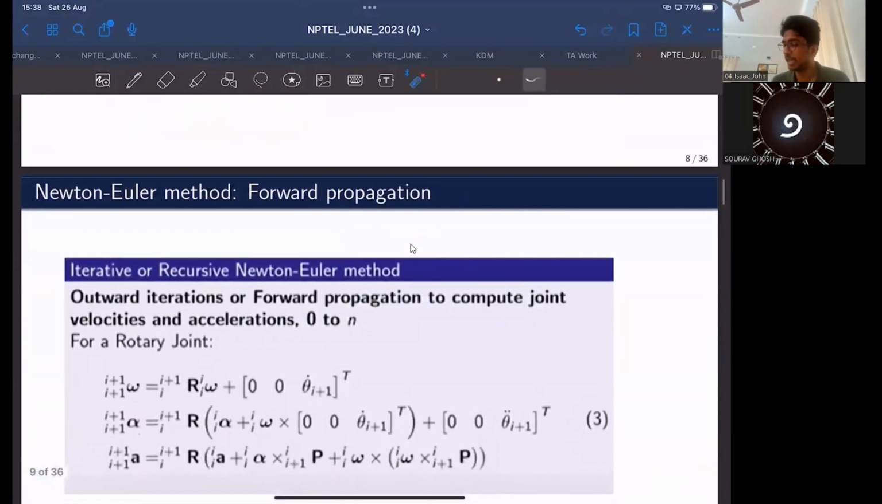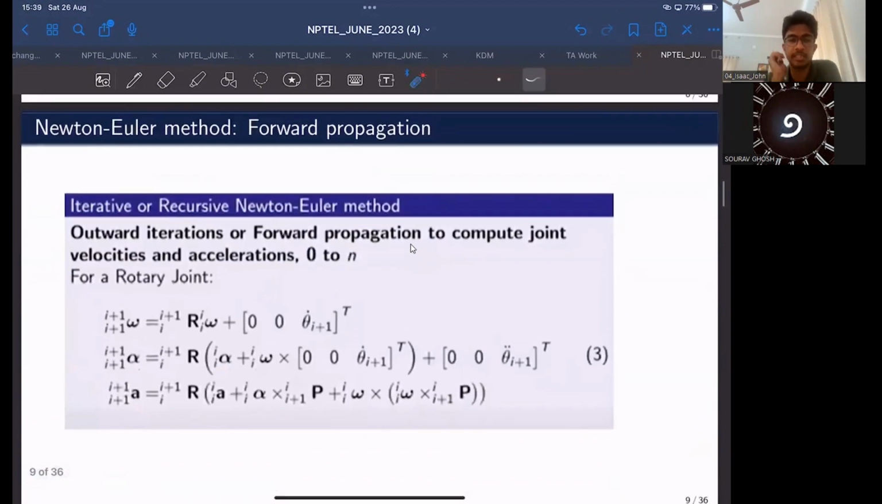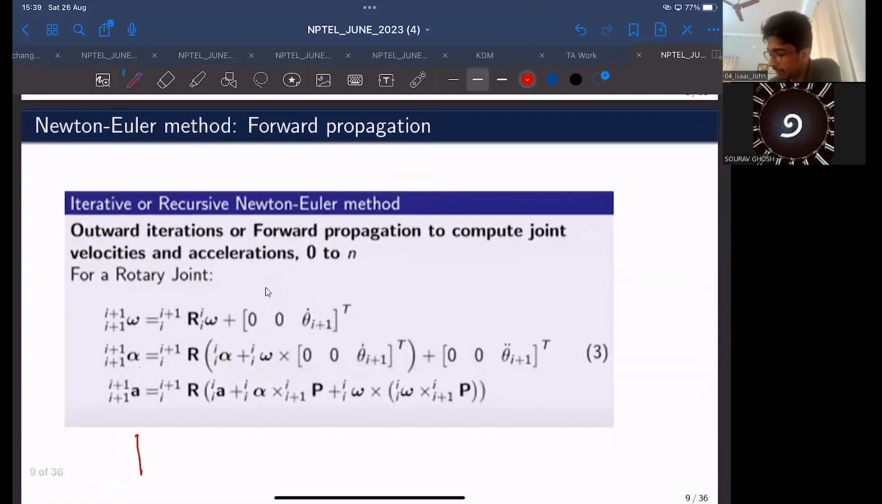It essentially deals with propagations in two directions. We'll have to propagate velocities and accelerations in the forward direction, and we'll have to trace back the forces and moments acting on the end effector all the way back to the ground frame using backward propagation, right? For example, if we have an N-link manipulator, with this as the ground frame, we have link 1, link 2, link 3, all the way to the end effector.